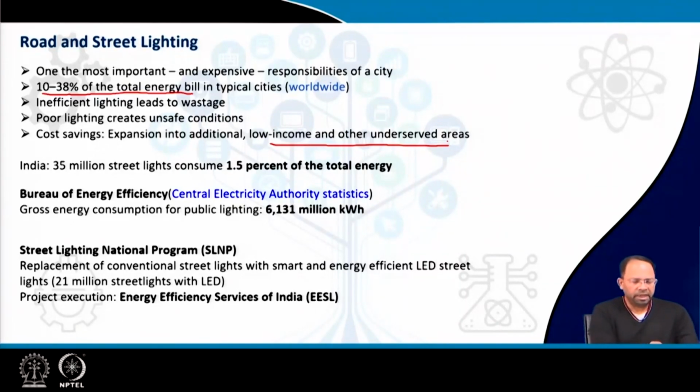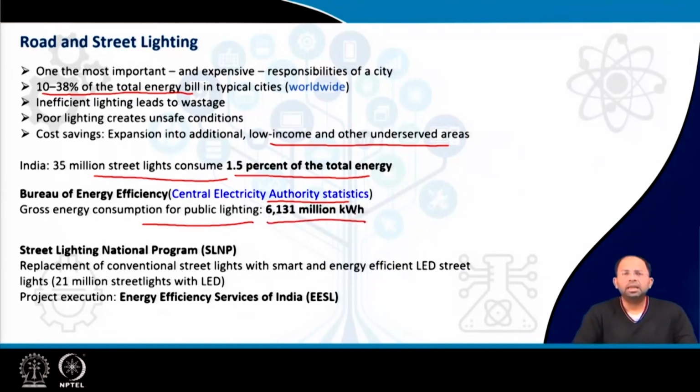So in India, we have around 35 million street lights, as a rough estimate, and they consume around 1.5% of the total energy requirements of the country. So that's a huge amount of energy that could be saved by improving upon the street lights. And the Bureau of Energy Efficiency, as per Central Electricity Authority statistics, states that the gross energy consumption for public lighting in India comes to around 6,131 million kilowatt hours.